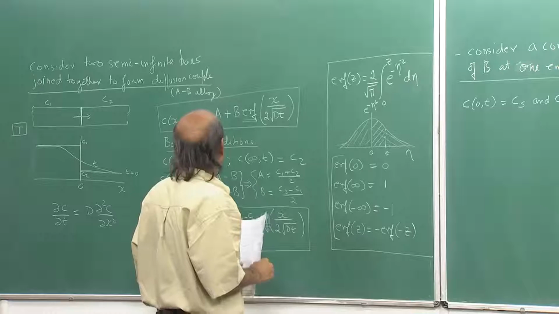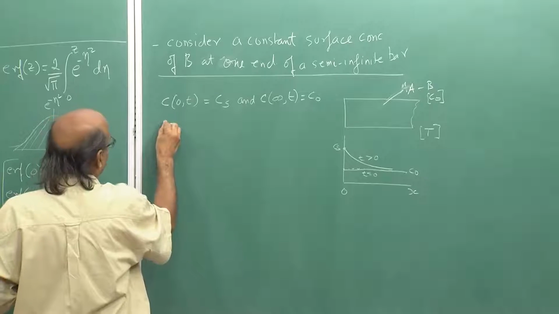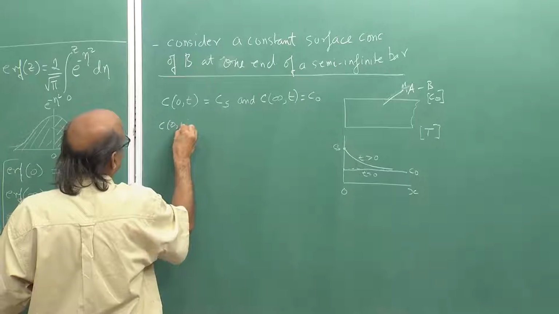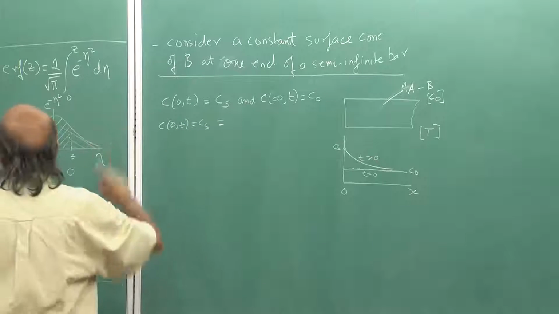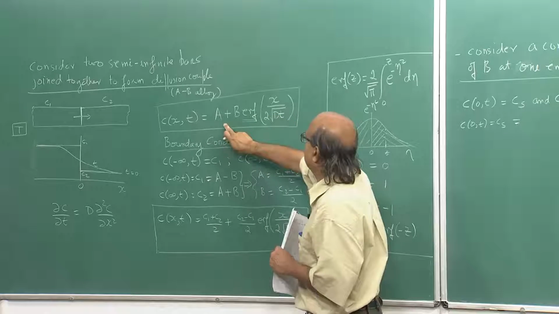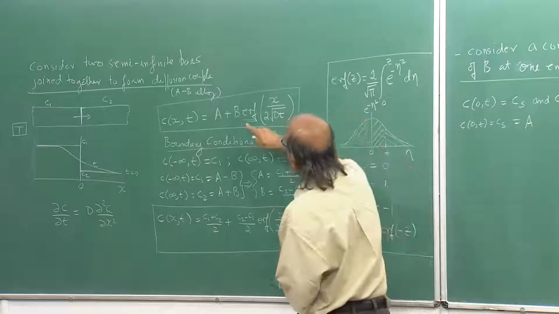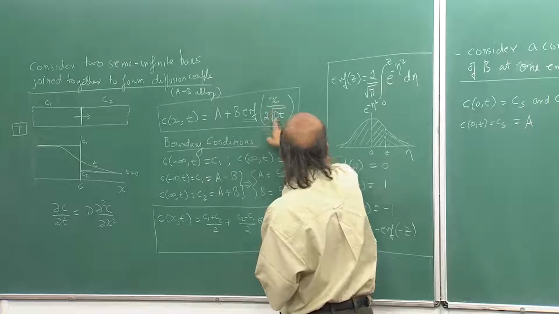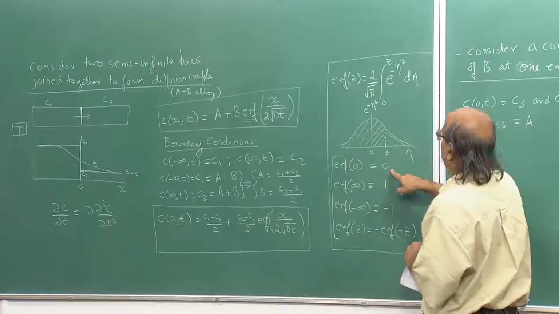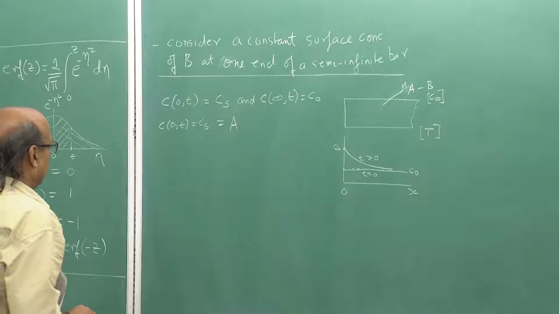Apply these boundary conditions to the solution. So, I will get C of 0, t equals Cs, equal to, at x equal to 0, an A plus B error function of 0. Error function of 0 we already know is 0, hence I get Cs is equal to A.